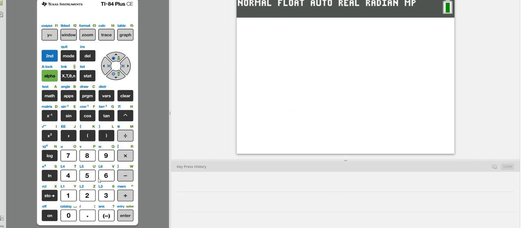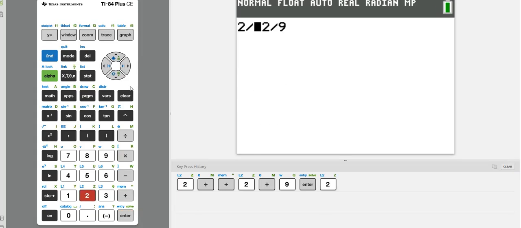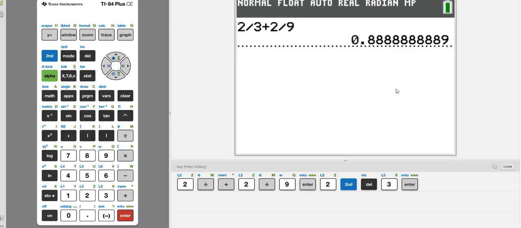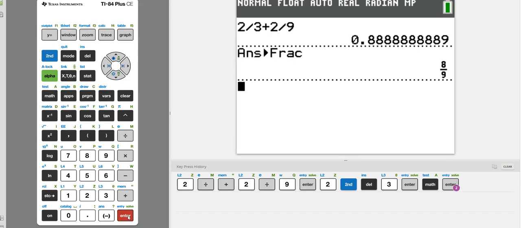So 2 divided by 3 plus 2 divided by 9. And the important thing is not necessarily the decimal value. The important thing is the fraction. So hit the fraction key and turn that into our fraction. And we get 8/9.